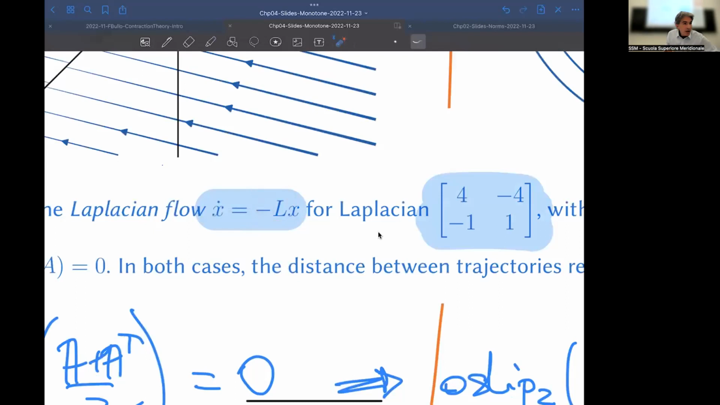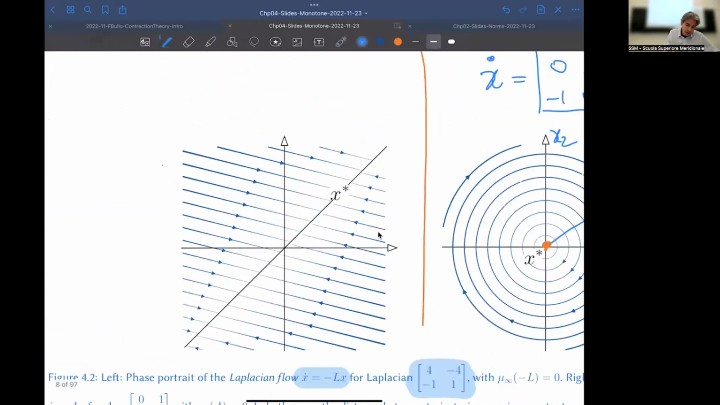So I have a minus sign here and a minus sign there. If you multiply through, that becomes a plus, right? So it's a Metzler matrix, and the Laplacian has the feature that the row sum is 0. But then what that means is that minus L times the vector 1, 1, because we're in 2 dimensions, is 0. So this implies that mu infinity of minus L is 0.